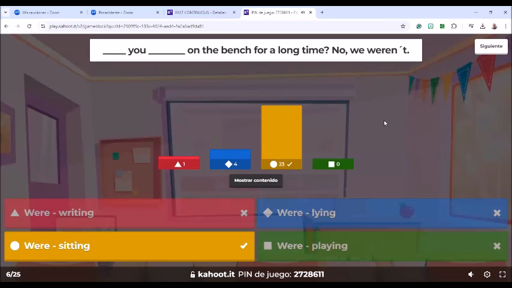Remember that if we have a yes/no question, we start using capital letter. In this case, the auxiliary verb were is going to be with capital letter because it's the beginning of this interrogative sentence. Were you sitting on the bench for a long time? No, we weren't.